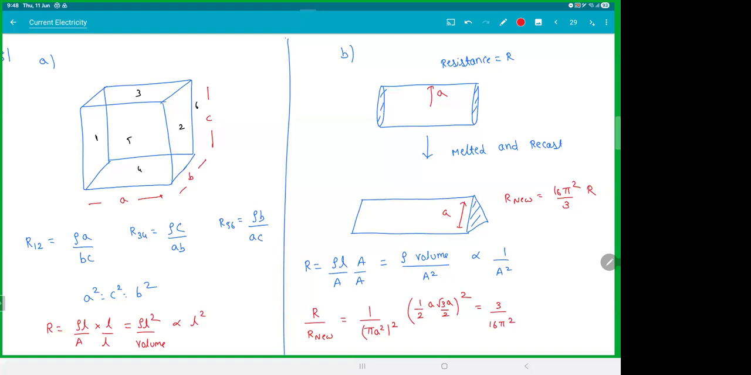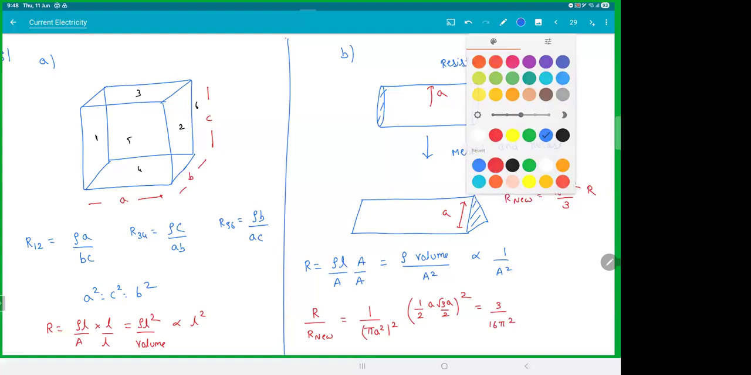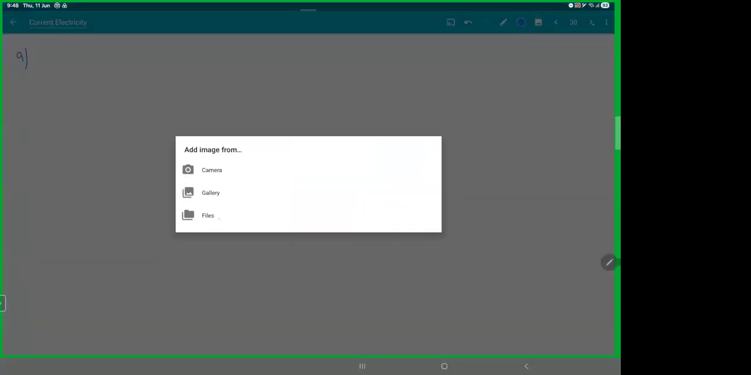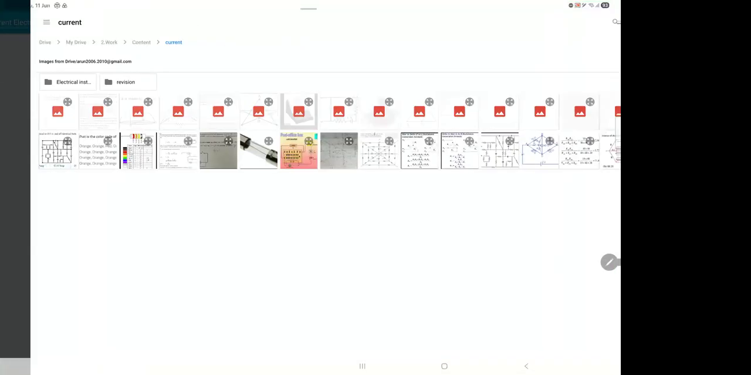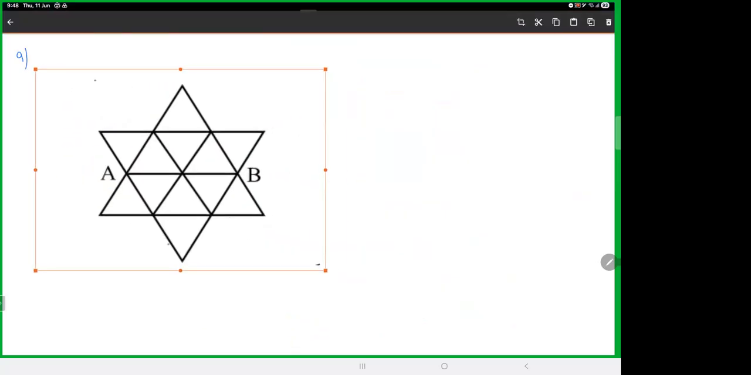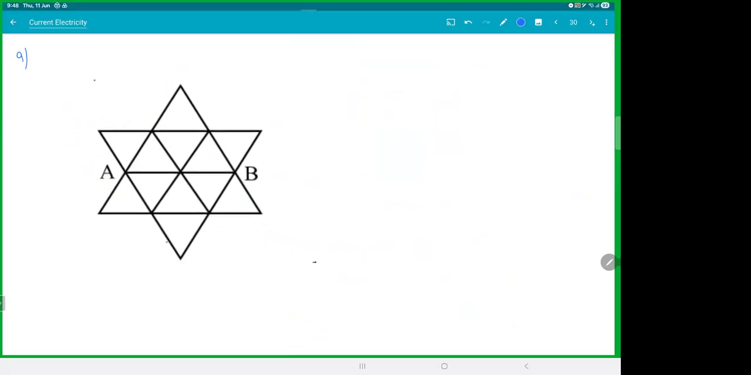Yeah, let's go ahead. Let's solve more. Let's solve this. Each segment is a resistor R. Find RAB. It's your favorite Diwali star.